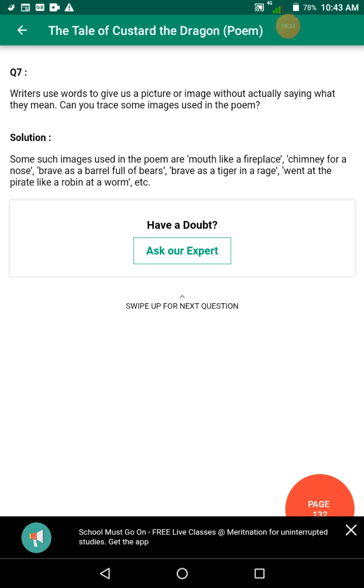Okay, children? It's a little complicated, but it's all very nice too. The sounds are so nice. Some images we are able to correlate, but some we are not able to get into. So what all we could make into a picture or an image we have found out and presented. Is it clear? Some of the images: mouth like a fireplace, chimney for a nose, brave as a barrel full of bears, brave as a tiger in a rage, went at the pirate like a robin at a worm, etc.